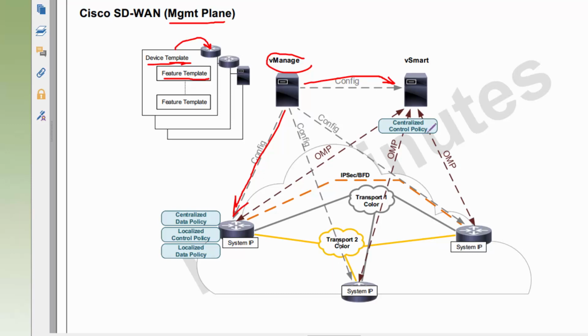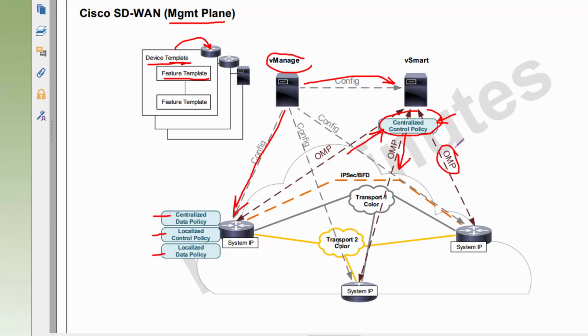And there are four types of policies: centralized control policy, centralized data policy, localized control policy, and localized data policy. These policies get applied at different places, and some of them may even overlap in function somewhat. So let's go through them and see what they do. Centralized control policy is probably the easiest to remember. Centralized control policy controls how routes are learned and advertised, so learned and advertised to and from vSmart over the OMP session.